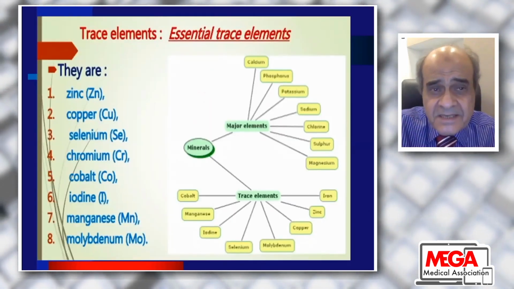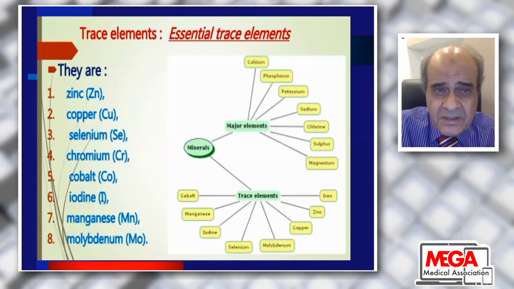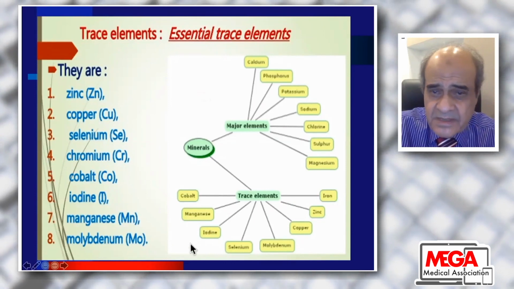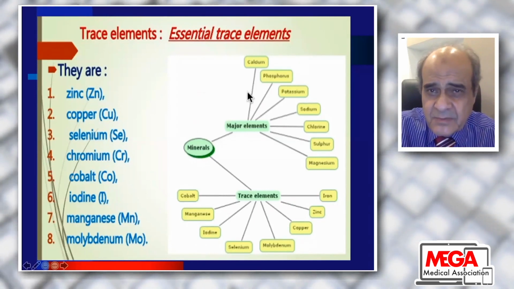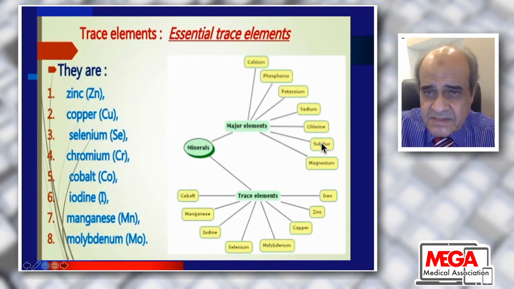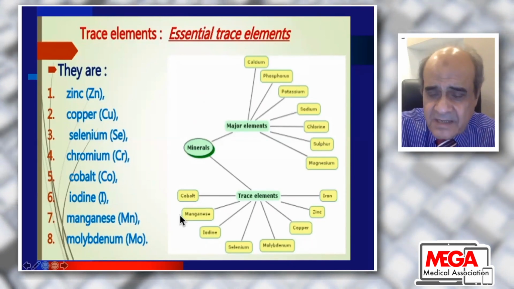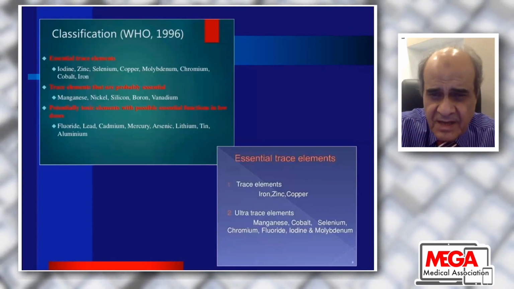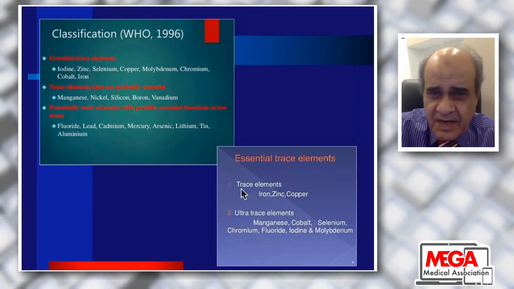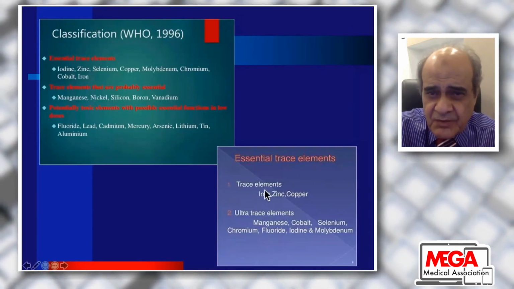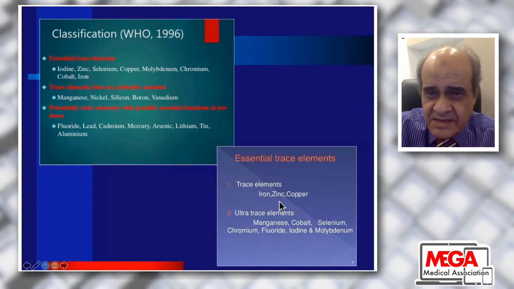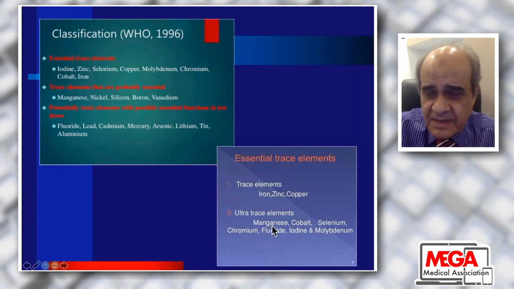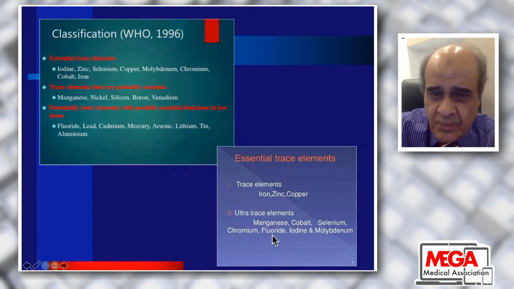These are the trace elements, as I said before: zinc, copper, selenium, chromium, cobalt, iodine, manganese, and these minerals which we know: calcium, phosphorus, potassium, sodium, and so on. All these are essential for the body build and for enzyme action. And as I told you at the start, we have macro trace elements like iron, zinc, and copper measured in milligrams, and the ultra trace elements like manganese, cobalt, selenium, chromium, and fluoride, measured in micrograms.